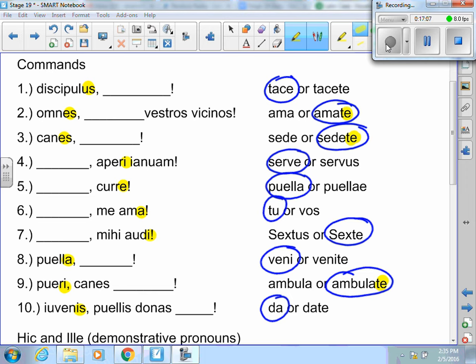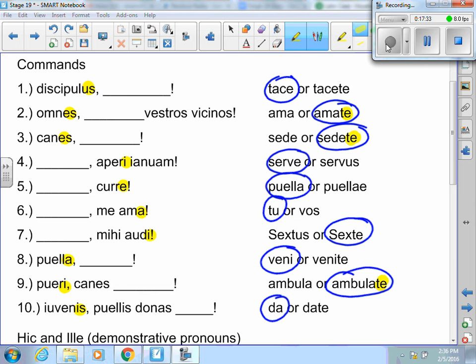In between sextus and sexte, you're going to choose sexte because sextus is nominative and not vocative. Number 8, puella is singular, so I choose the singular veni. Number 9, pueri is plural, so I choose the plural ambulate. And then uenus is singular, so I choose the singular da. If it's plural, you're going to use the te at the end. If it's singular, you're not going to use the te at the end.